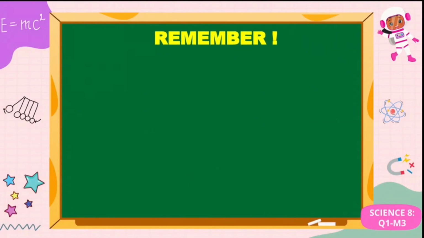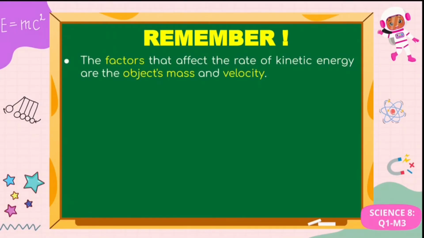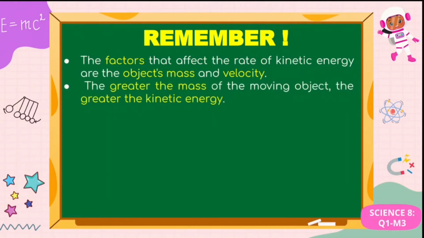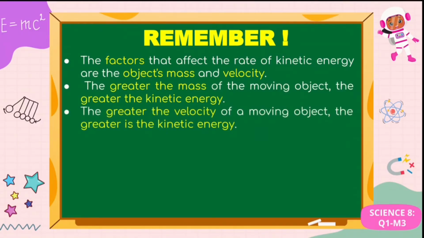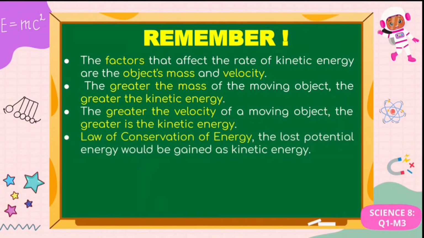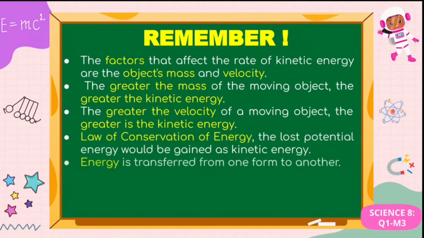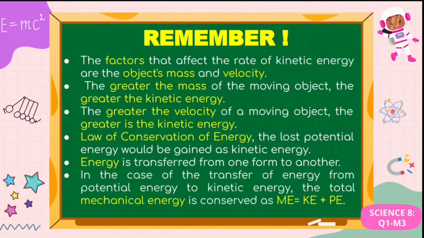Remember, the factors that affect the rate of kinetic energy are the object's mass and velocity. The greater the mass of the moving object, the greater the kinetic energy. The greater the velocity of a moving object, the greater is the kinetic energy. The law of conservation of energy states that the lost potential energy would be gained as kinetic energy. Energy is transferred from one form to another. And in the case of the transfer of energy from potential energy to kinetic energy, the total mechanical energy is conserved.